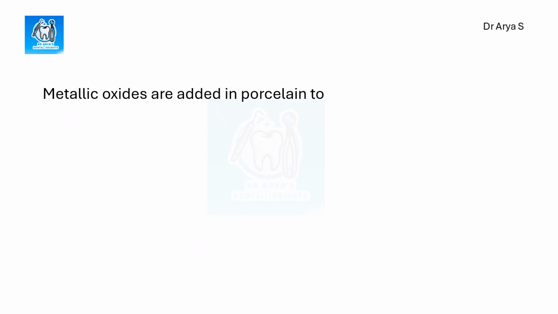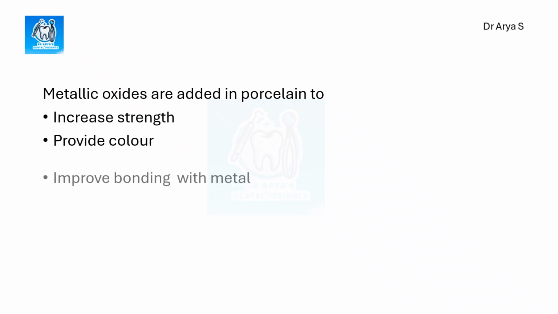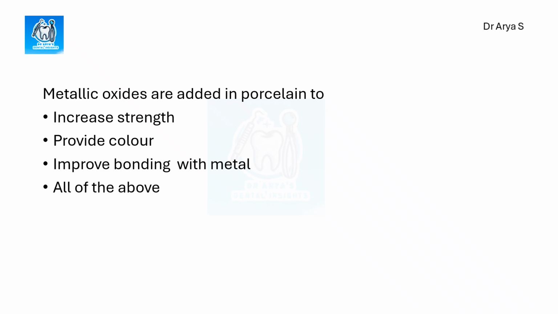What is the role of metallic oxides in porcelain? So they are added in porcelain too. Is it to increase strength, provide color, improve bonding with metal, or all of them? Here the answer is provide color.